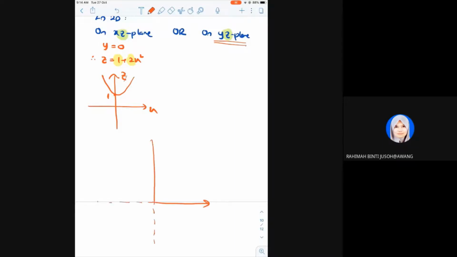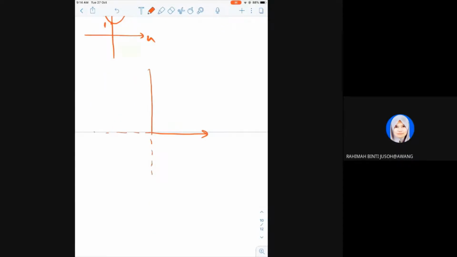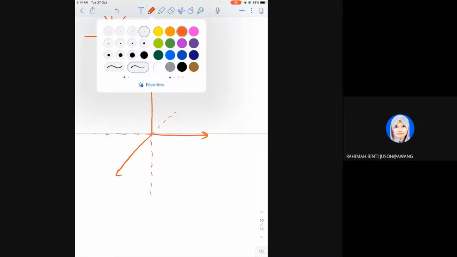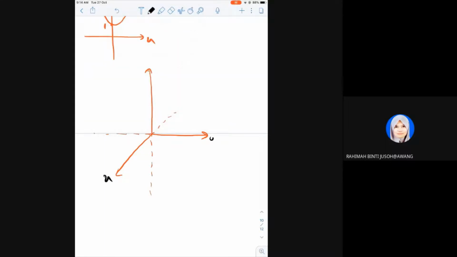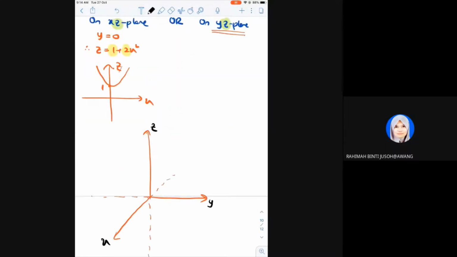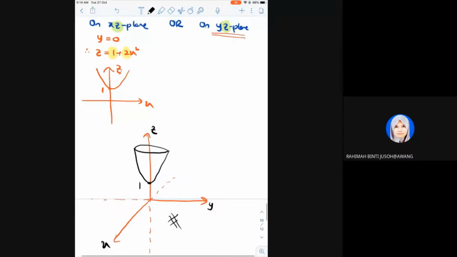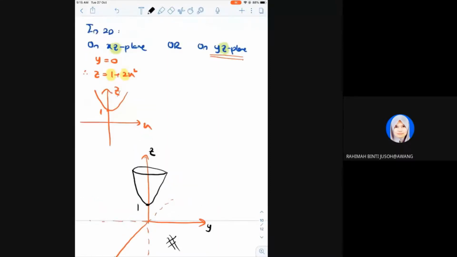Tapi kalau you rajin, you buatlah satu YZ plane tu. Macam ni kan? Okay, so x, y, z. So automatically transform like this. Here is 1. So just complete it. That's it, full mark. Dah, itu je. Okay? Kalau you tak confident dengan satu graf, you nak try lagi dekat on YZ plane pun sama, boleh.